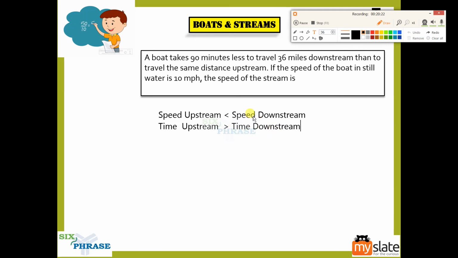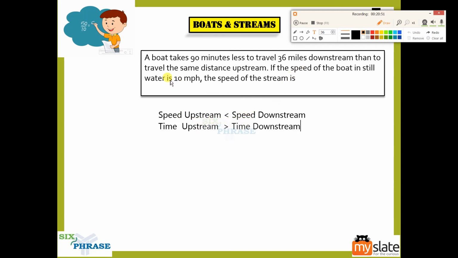Because the speed is higher, guys, here in downstream. Look at the downstream. Downstream speed is large, I mean, the speed is more, right? We have higher speed, so the time will be lower compared to upstream. So you reach there fast. You go quickly to some place, what happens? You reach there fast, right? So you have to remember this: time upstream is always greater, speed downstream is always greater.